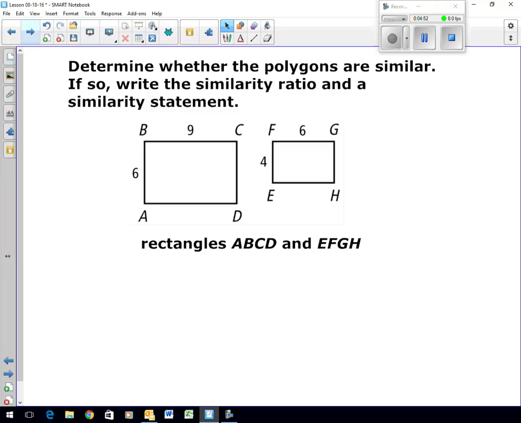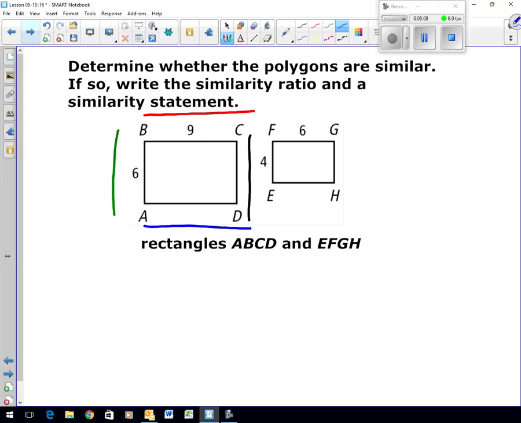Okay. Now this is a little different. We're talking about AB, BC, ABC, CD, DA, right? And then over here, we're talking about EFGH. Okay. So when we say proportional, it means that it has to have that ratio factor.